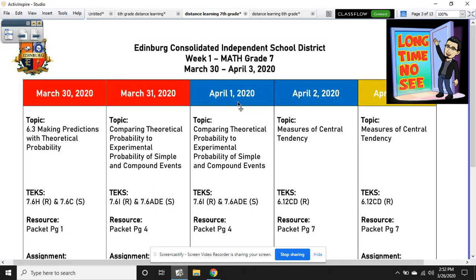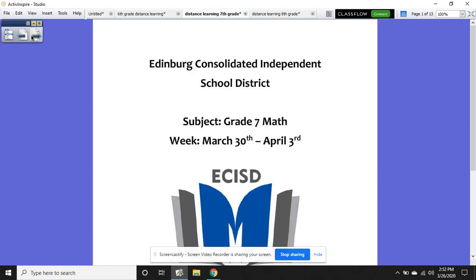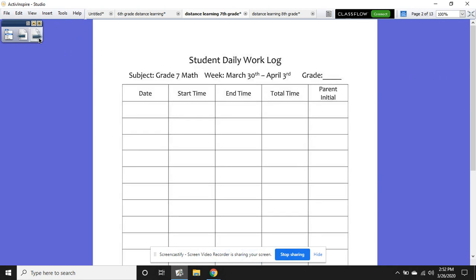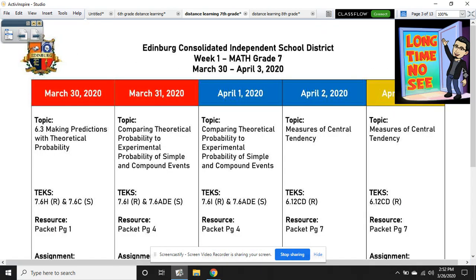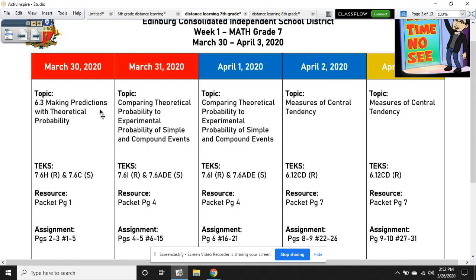Okay. So this is pretty much the packet that I was talking about a little while ago. I just kind of have it over here on this Active Inspire program. So the third page shows you kind of a calendar of what we're going to be doing for this first week of distance learning, of learning online. On Monday, we're going to be making predictions with theoretical probability. Tuesday and Wednesday, we're going to be comparing theoretical to experimental. And then on Thursday and Friday, we're going to be doing measures of central tendency.